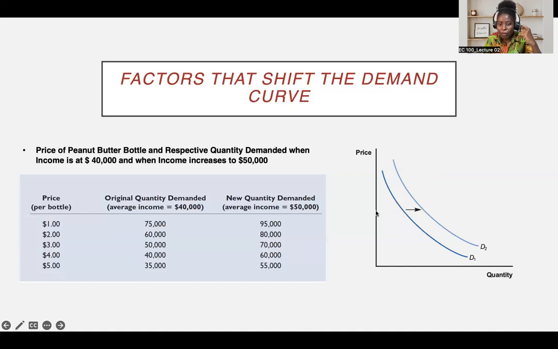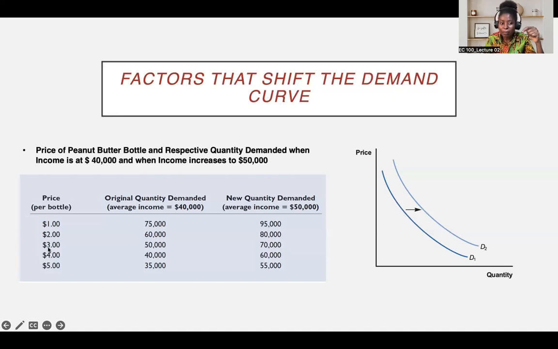So let's say here at 3 units, this was at $3. Before the change of income, people would buy 50,000 bottles of peanut butter in this market. But since income increased to 50,000, now you have more people who will still buy it, because people have money now. It was expensive for some, but the people who stopped buying peanut butter because it went beyond their budget now have more money.